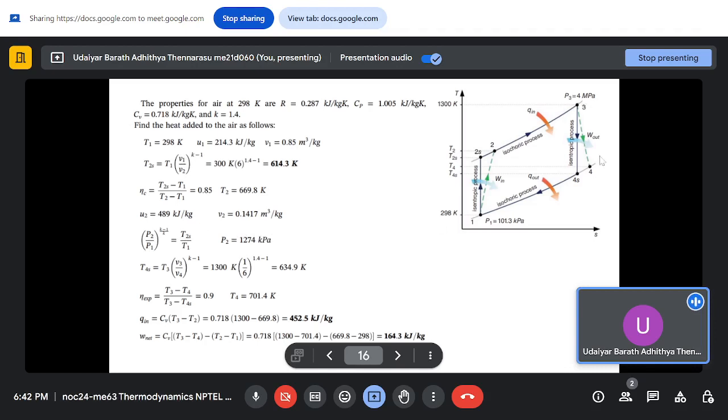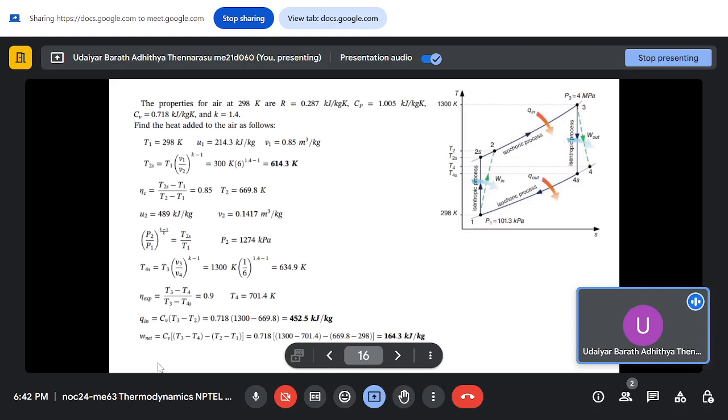So again during the isentropic process in expansion we can find out T4s. Again here the volume ratio will be the same. So V3 by V4 is 1 by 6, and the highest temperature is at state 3, which is given as 1300 Kelvin. So 1300 into 1 by 6 raised to the power gamma minus 1 will be equal to 634.9. And your actual temperature you can find out using the expansion efficiency, which is 0.9, and then you will get the temperature as 701.4 Kelvin.